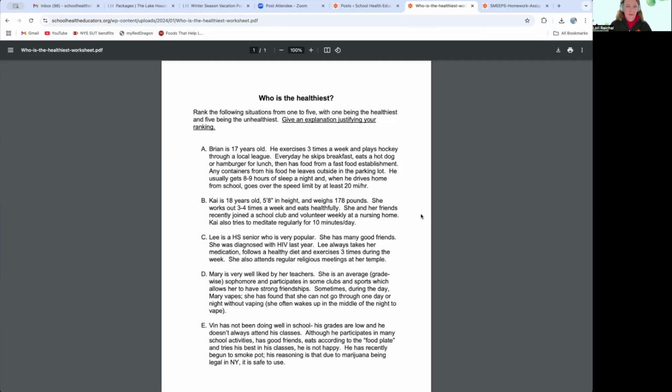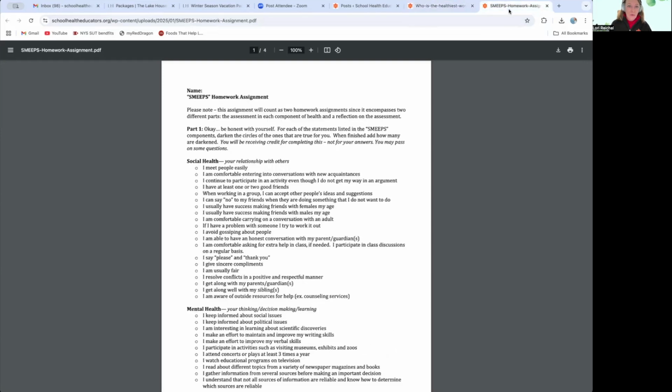Okay, so this is the Who is Healthiest Ditto or worksheet. You can tell that I'm a little older. So that's one thing. And after I've done this with students, I'll then say to them, I would like you to self-assess yourself in your SMEEPS areas. And basically, I introduce from this worksheet the concept that there's more than a couple of areas of health. It's SMEEPS health: social, mental, emotional, environmental, physical, spiritual. And for homework, they actually assess themselves.